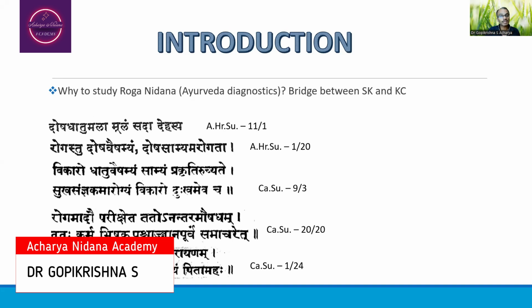How are we going to say that the disease is present in the body? That is rogastu dosha vaishamyam. That means the imbalance in the dosha, either sharirika or manasika, is termed roga. Dosha samyam arogata. That means the balanced state of the dosha is considered arogata, or health.